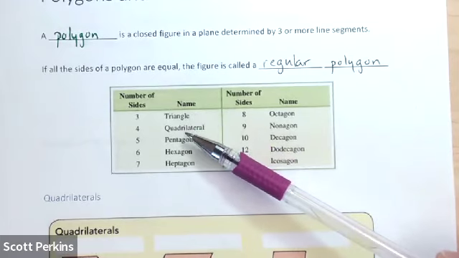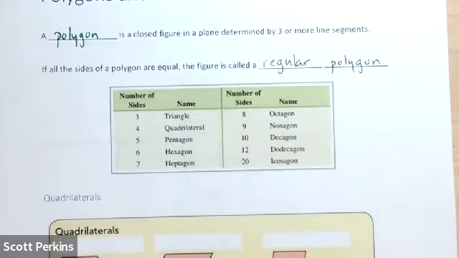A quadrilateral, which we're going to focus on in just a bit, has the prefix quad, meaning four, so that's something with four sides. A pentagon is five, the prefix pent. Hexagon is six, heptagon is seven. My favorite one to say and to spell is nonagon, meaning nine sides. So that's kind of fun. But those are just some of the more commonly used or commonly drawn polygons. That's informational only. You don't have to memorize that chart.